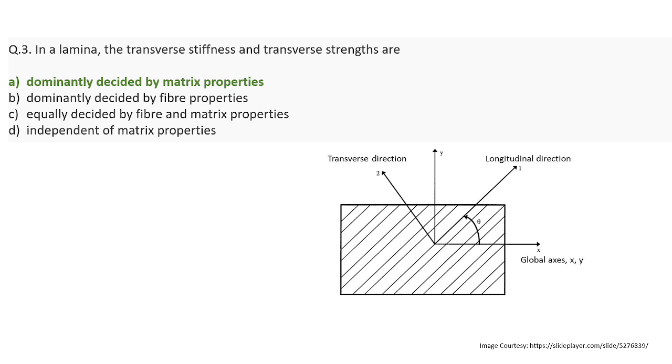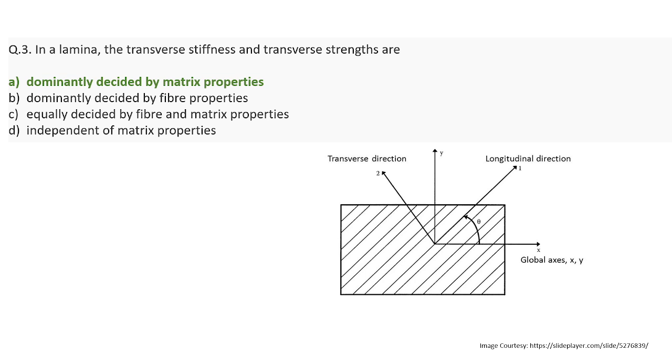Next is, in a lamina, the transverse stiffness and transverse strengths are. So, what is the transverse? Whenever there is a lamina, there are fibers aligned in it. The direction in which the fibers are aligned is considered to be the longitudinal direction. So, any direction which is perpendicular to that longitudinal direction is the transverse direction.